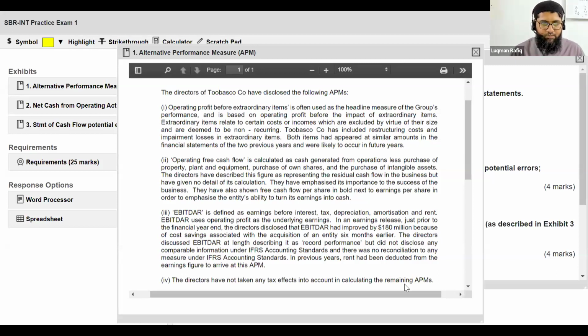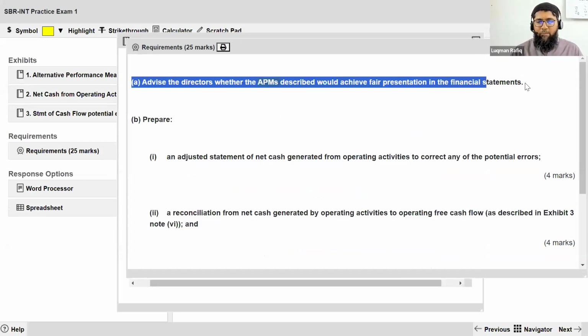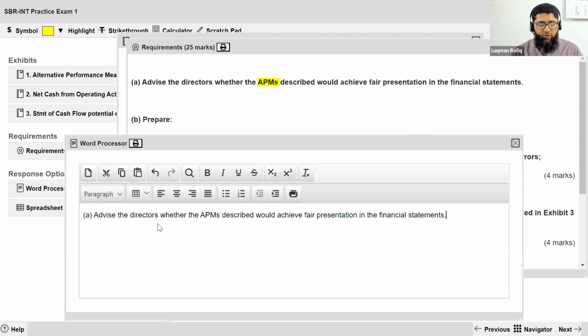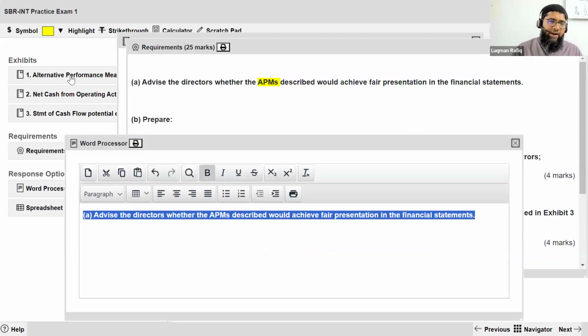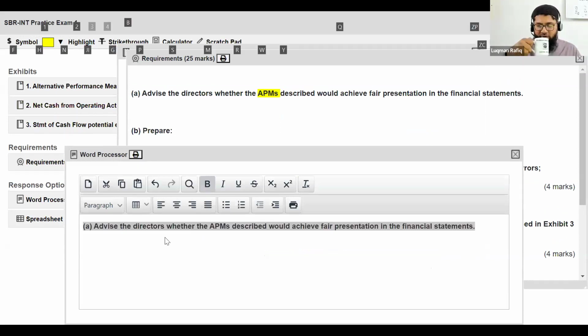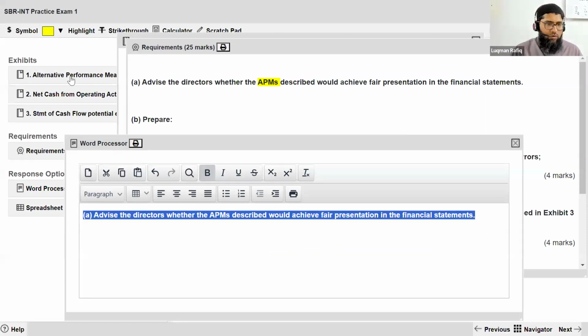Okay, let's see. What is the requirement of the question? It says discuss, advise whether the APMs described would have a fair presentation in the financial statements. So that was the requirement, that you have to explain to the directors whether the alternative performance measures which have been suggested would lead to the fair presentation in the financial statements or not. Now let's see.